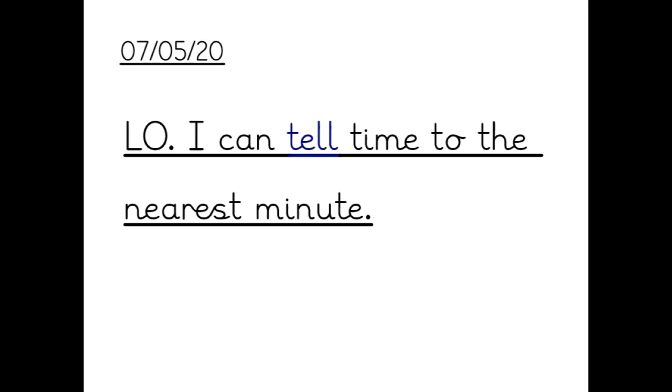Today is Thursday the 7th of May, and our learning objective today is I can tell time to the nearest minute. So yesterday we were looking at telling time at 5-minute intervals, but today we're going to be a little bit more specific. So let's see what we mean by telling time to the nearest minute.